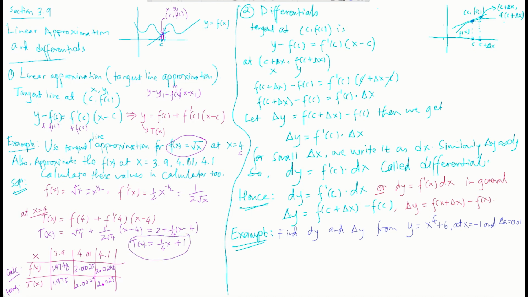I take x equals 3.9, I got 1.975. You see that they are almost the same. And when I take x equals 4.01, I got 2.0025. Similarly, at x equals 4.1, I got 2.025. Basically, these values are almost equal. So you can say that you can approximate the value of a function by drawing a tangent line at a point, and you can approximate the value of the function around that point, okay? All right.